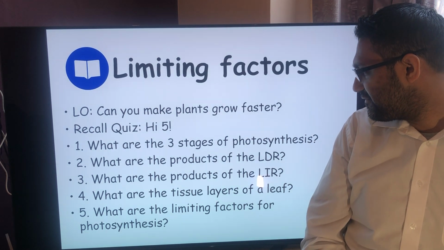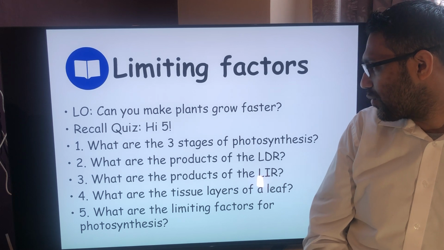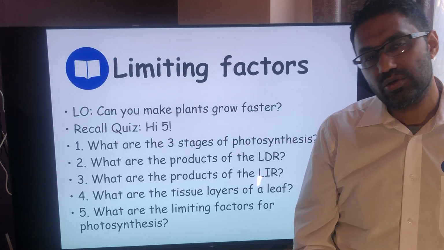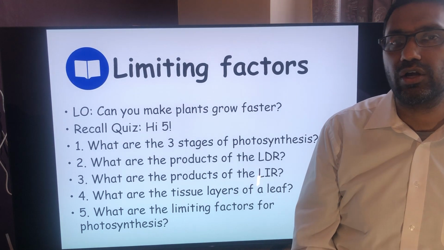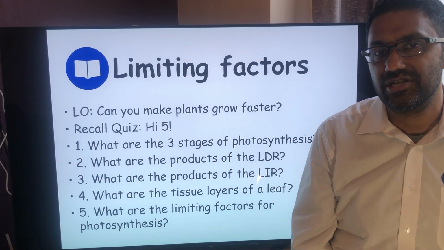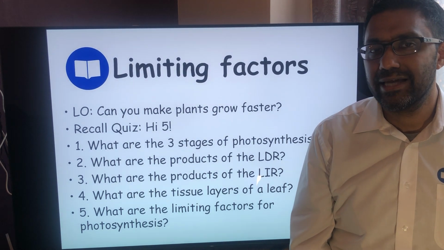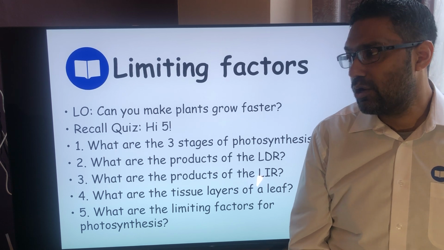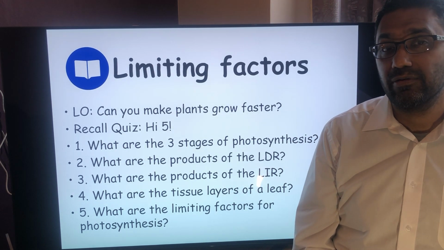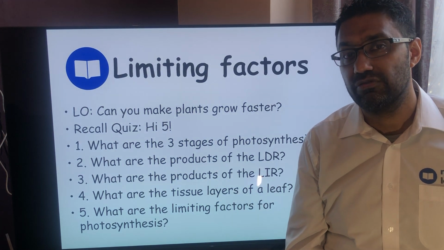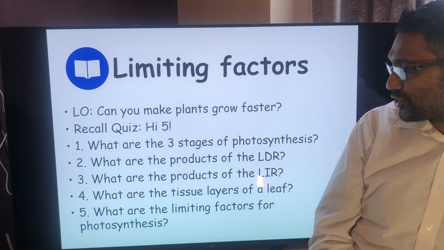What are the limiting factors? No, sorry, missed one out. What are the tissue layers of the leaf? We talked about this a couple of lessons back. We've got your cuticle, upper layer and bottom layer, but then you've got your upper and lower epidermis. Then you've got your mesophyll layers, which is your palisade mesophyll and your spongy mesophyll. In your lower epidermis, you've got your stomata, which are formed because of the guard cells, and also you've got your vascular bundle, which has got your phloem and your xylem tissues.